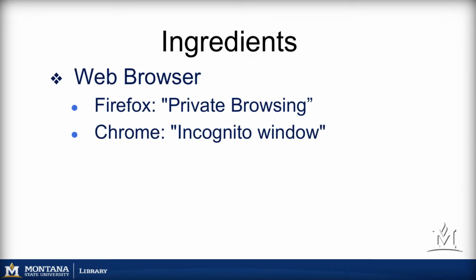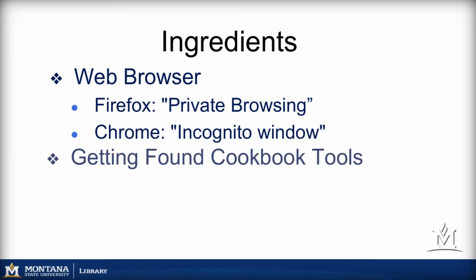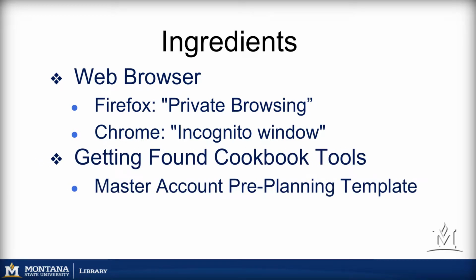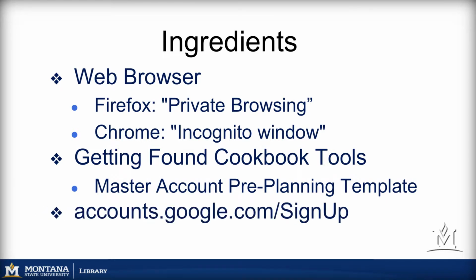The following items will be needed: a private web browser if you are using Firefox or an incognito window if you are using Chrome, the Google Master Account pre-planning template from the Getting Found SEO Cookbook, and the sign-up link for creating a Google account. But don't worry about all of these right now. We are going to walk through an example of setting up an account, and we'll review the tools and tips that will help set up your institution's account at the end of this video.